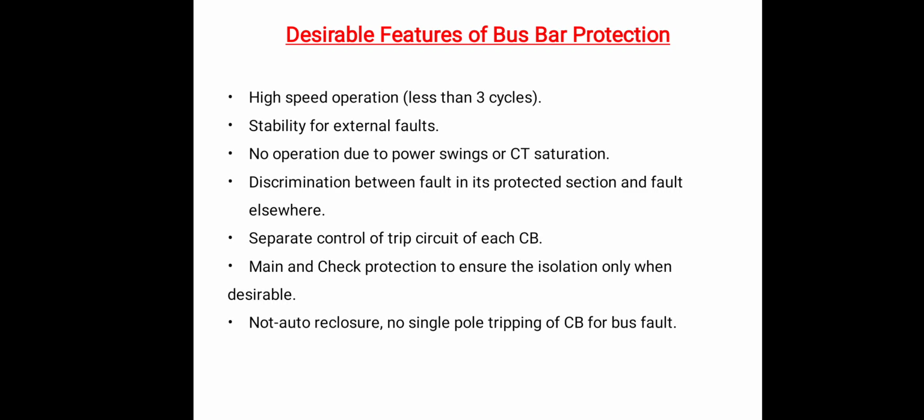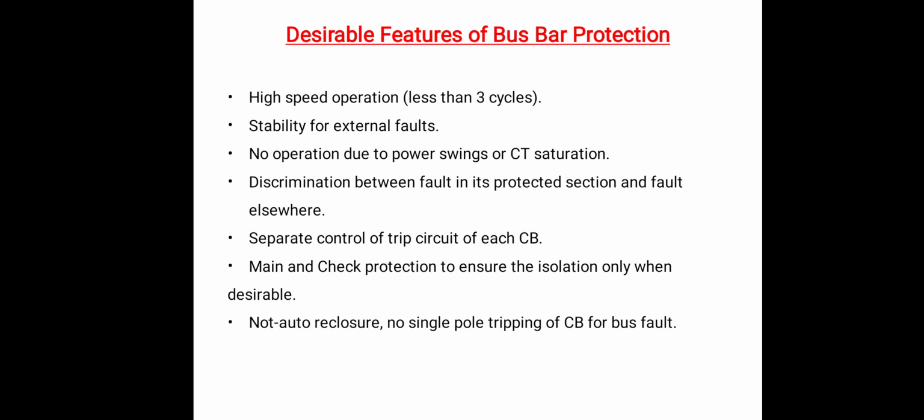We know that the current transformer at higher current will have its iron core saturated. At that particular instant when the iron core is saturated, our protective scheme or device must not operate. Then discrimination between a fault in its protected section and a fault elsewhere. Discrimination means our protective scheme or device must be intelligent enough to discriminate whether the fault occurs in the protective zone or outside the protected zone. That means if any external fault occurs, then our protection system must not operate.